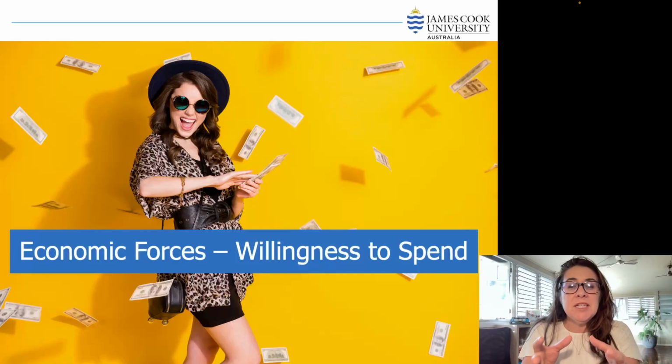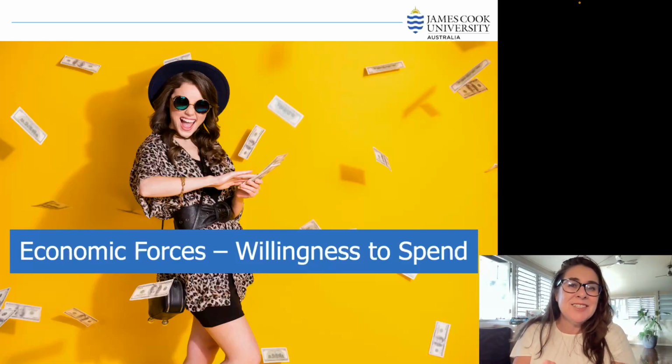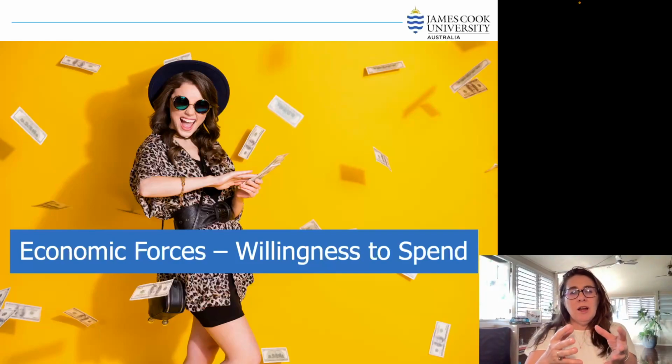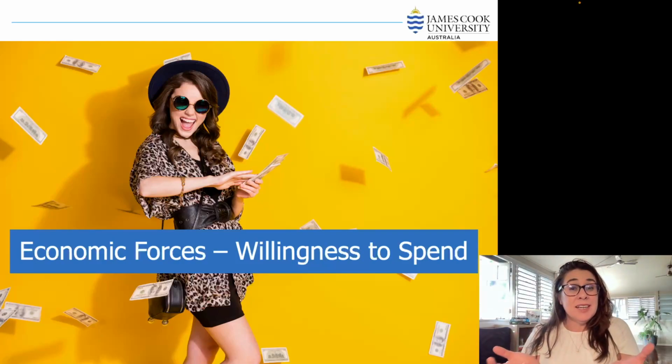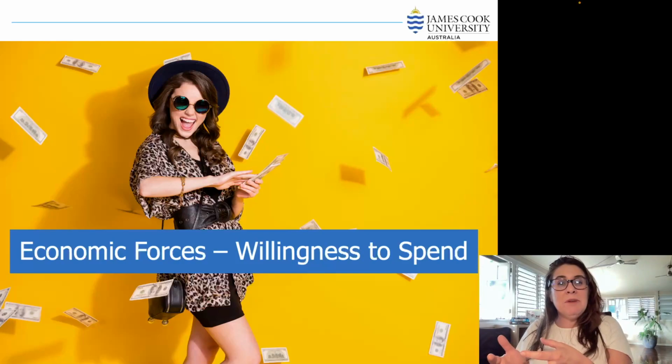But probably the biggest one that impacts our willingness to spend is our expectations about the future: our expectations about our future employment, income levels, prices, family size, and general economic conditions. So a person's willingness to spend is definitely influenced by those things. If you're planning to expand your family, you may rein in your discretionary spending, knowing that you may be down to one income for a period of time and have additional expenses.